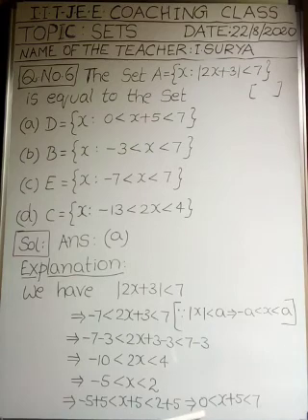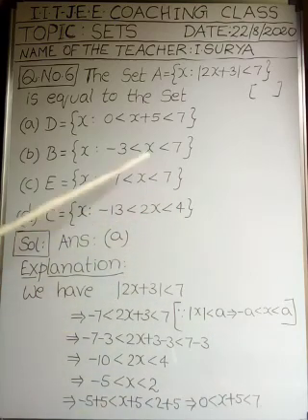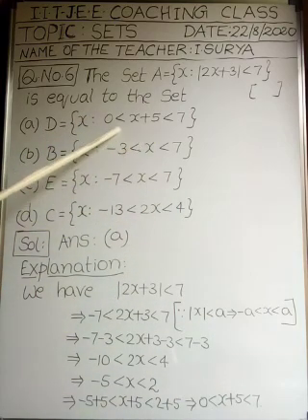So finally we got 0 less than x plus 5 less than 7. What is the option? This only. Understood this question, my children? Right.